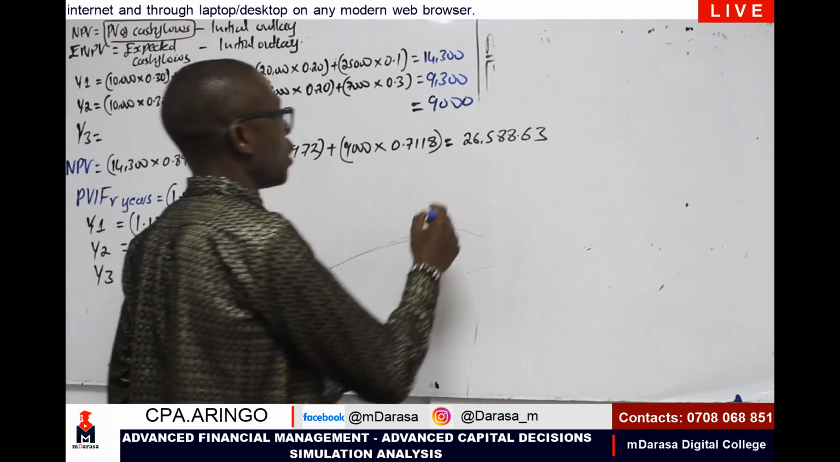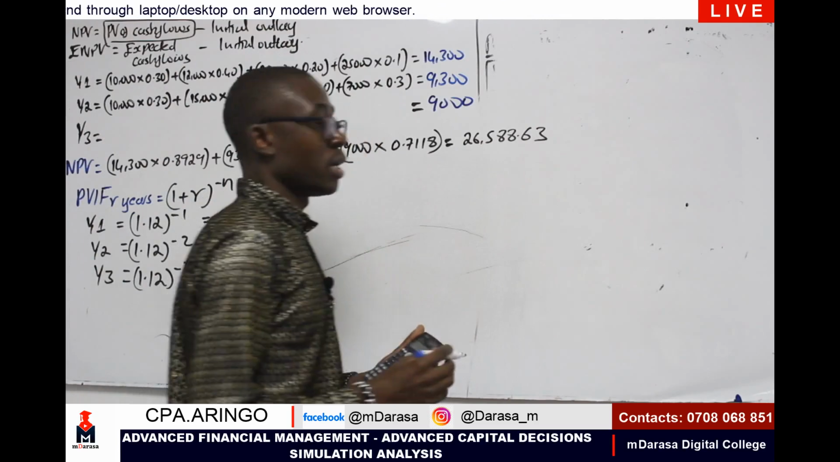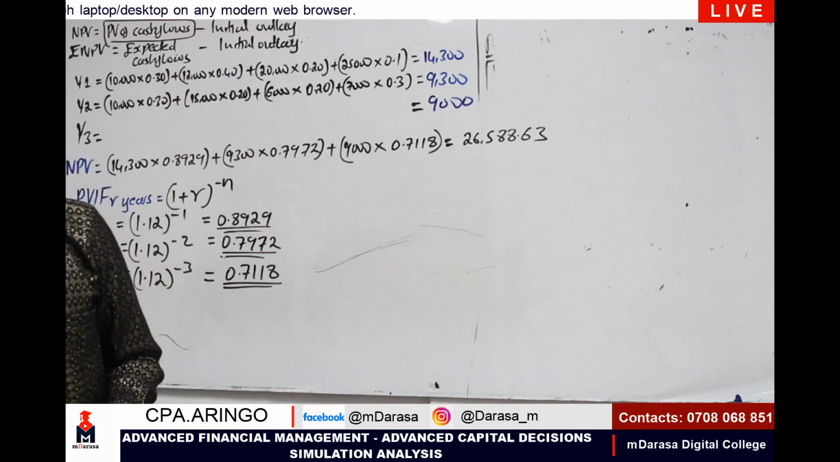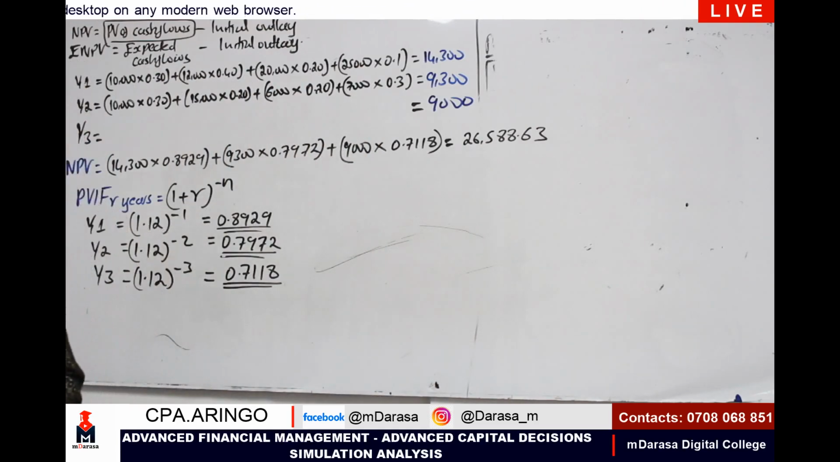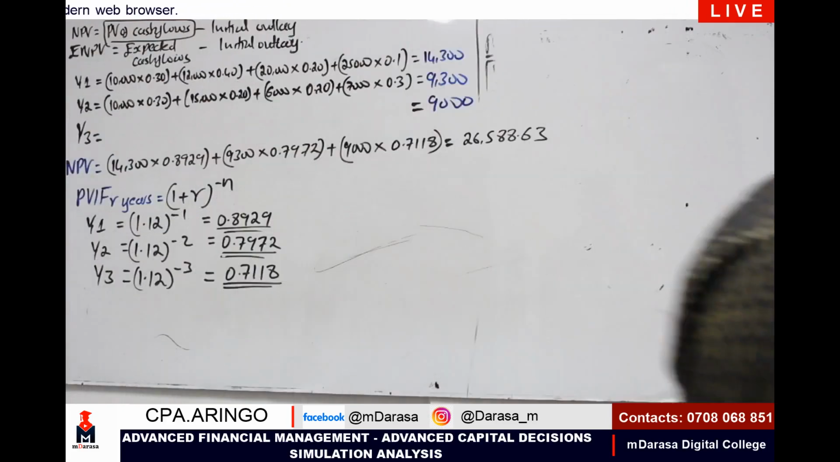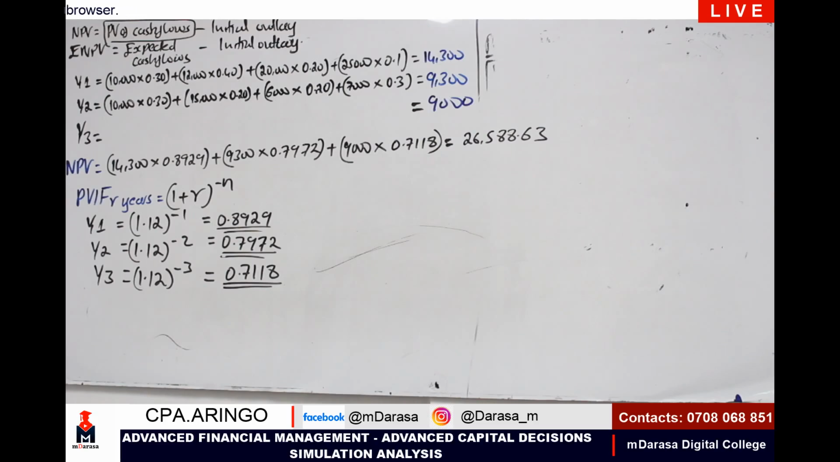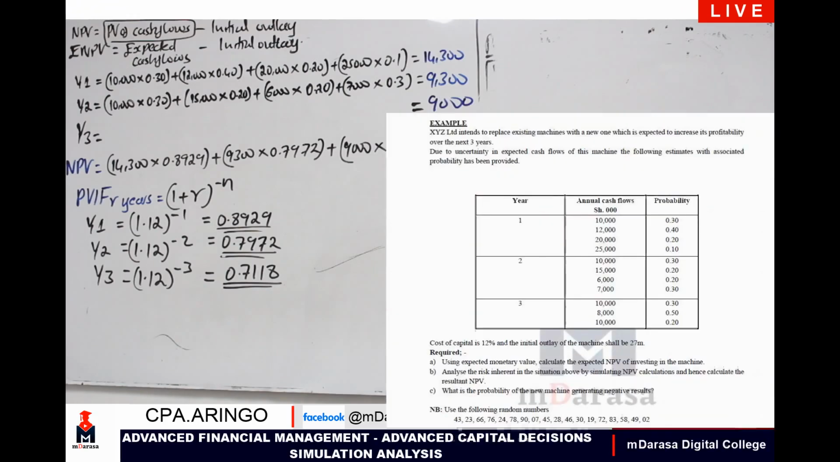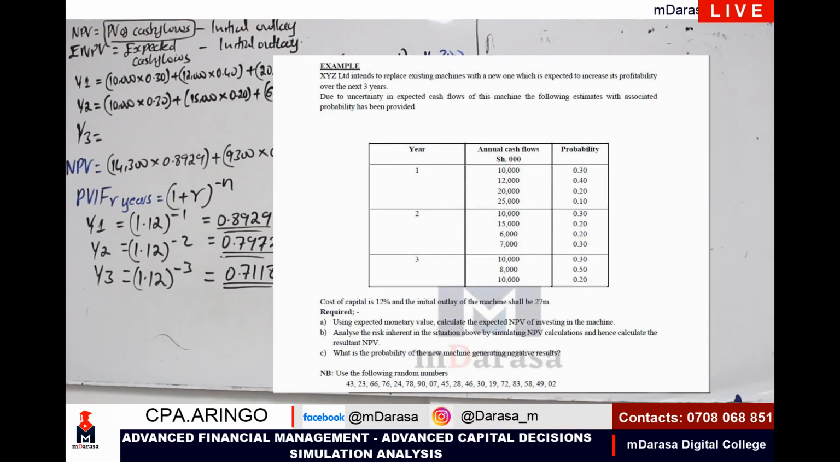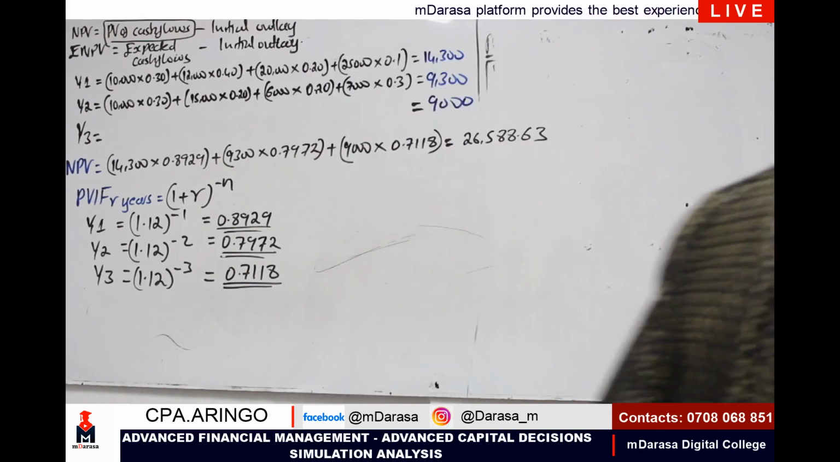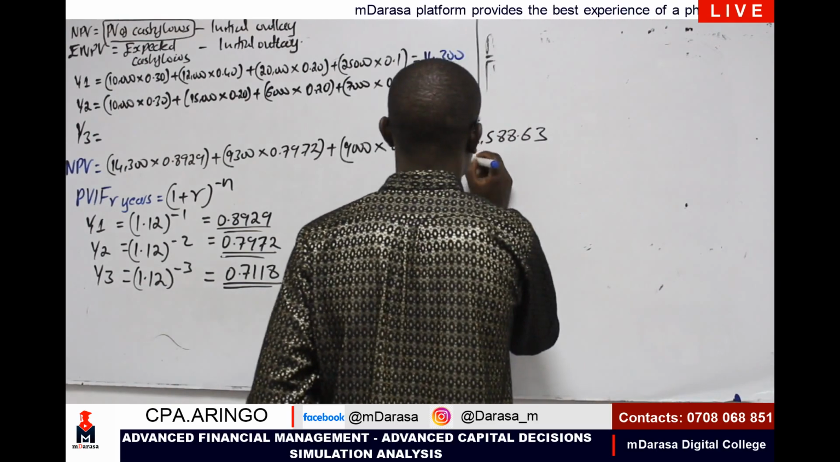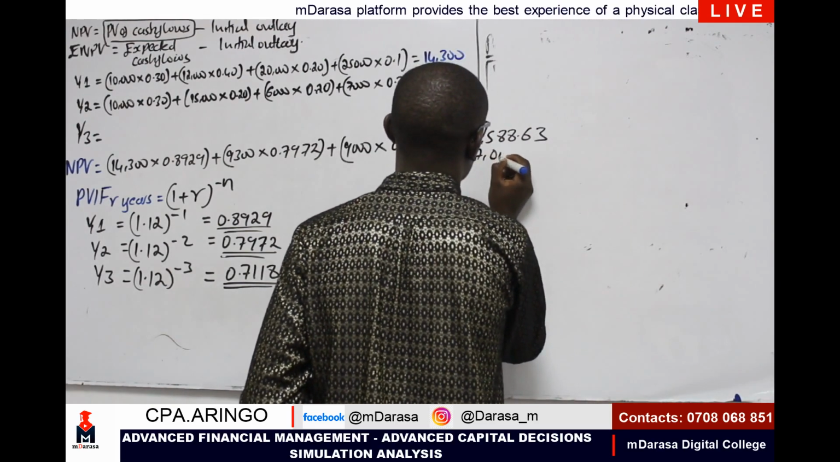Less initial outlay. So our initial outlay, how much did we invest, or were we intending to invest? If you can check in our question here, we were intending to invest how much? Cost of capital is 12%, and the initial outlay of the machine shall be 27 million. So our investment value, initial outlay, is 27 million.